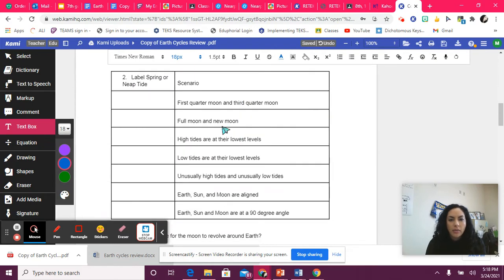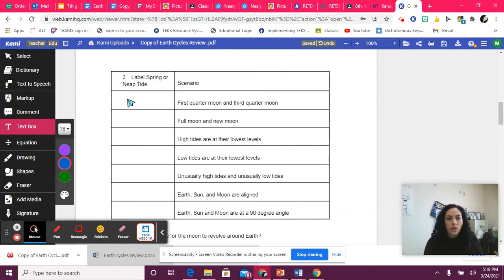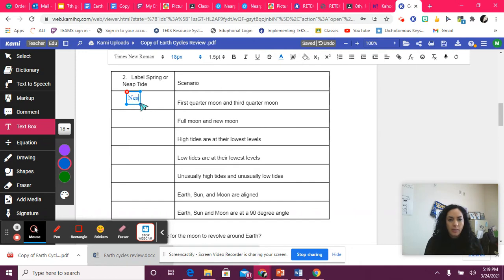So let's make sure we read this correctly and we label it as either spring or neap tide. So first quarter moon and third quarter moon. What did we just write? This is supposed to be a neap tide. What occurs during a full moon and a new moon? Spring tide.